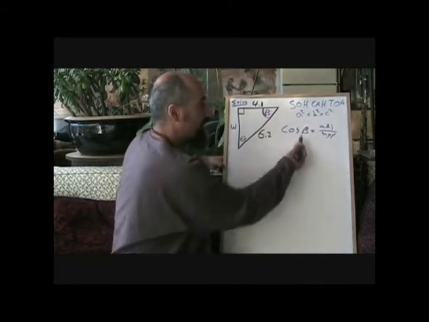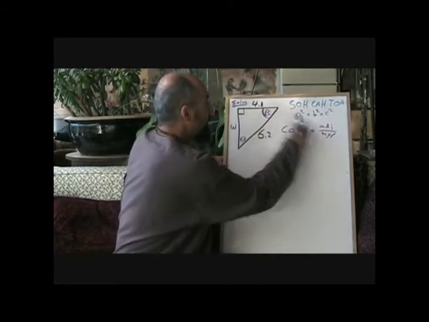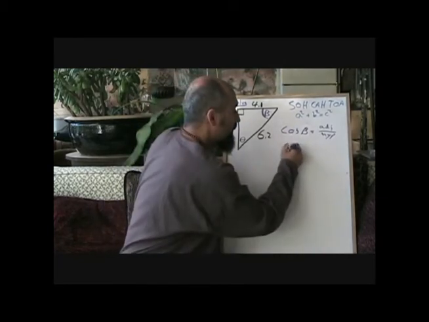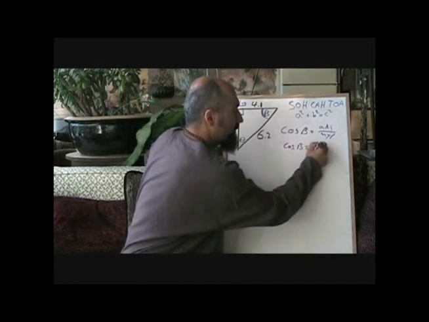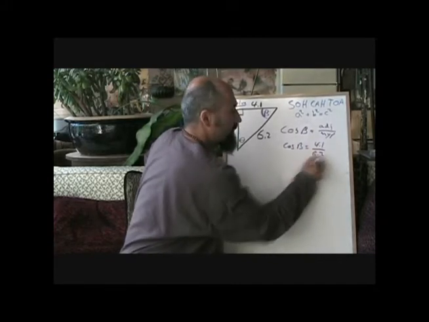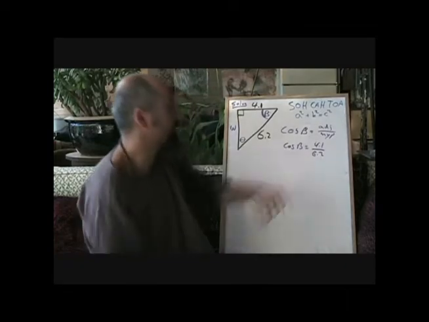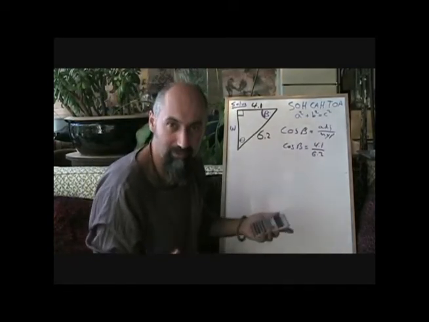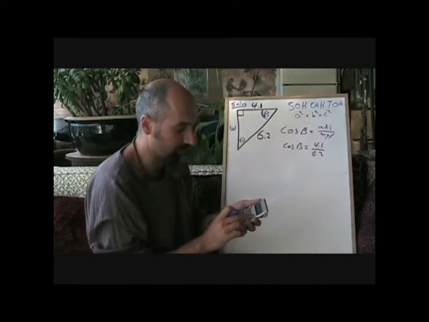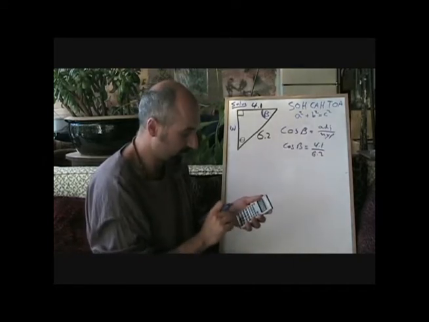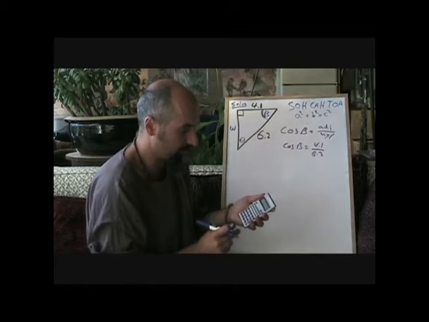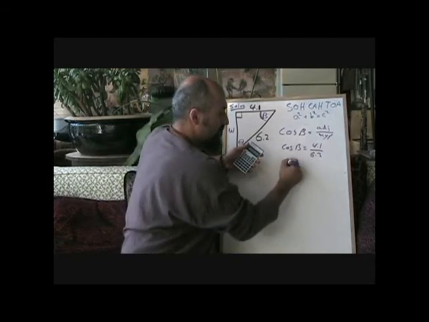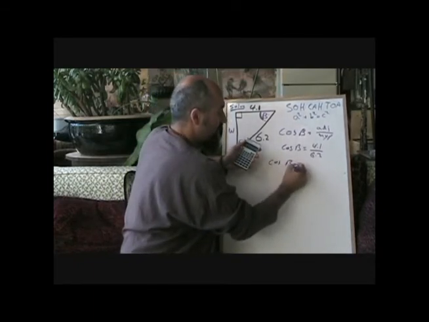We're looking for beta. We don't have it, so that stays where it is. We have the adjacent, which is 4.1, and we have the hypotenuse, which is 6.2. So cos beta is equal to 4.1 over 6.2. Now, these are fractions, or decimals. With these kinds of numbers, don't worry about trying to do it manually. You can just use your calculator. So 4.1 divided by 6.2 is 0.6612.